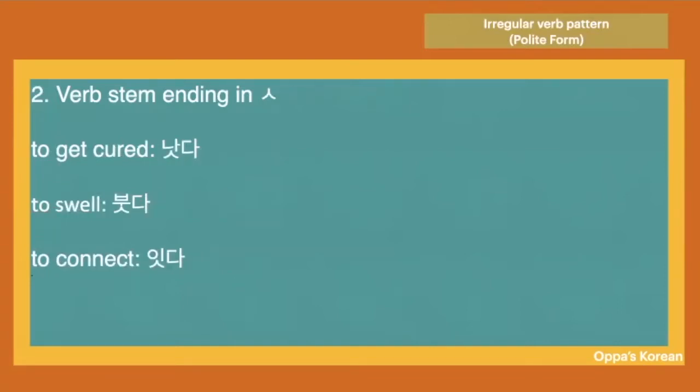And now the second pattern, verb stems ending in ㅅ. In this pattern, ㅅ disappears. Let me show you examples. To get cured, 낫다, the stem is 낫. The stem ends in ㅅ, so it just disappears. 나, and the vowel is ㅏ, so 나아요.